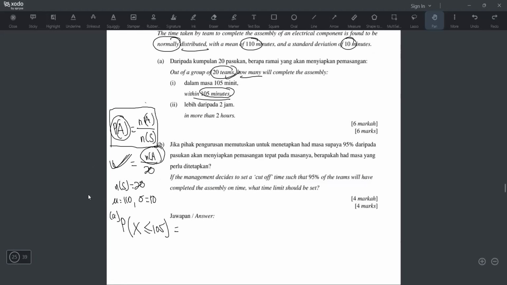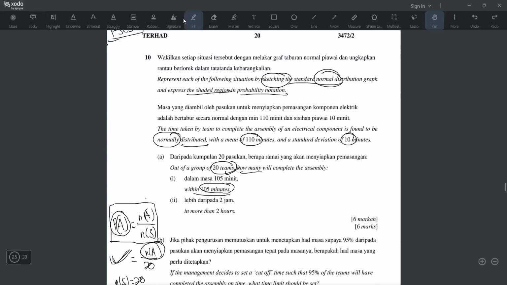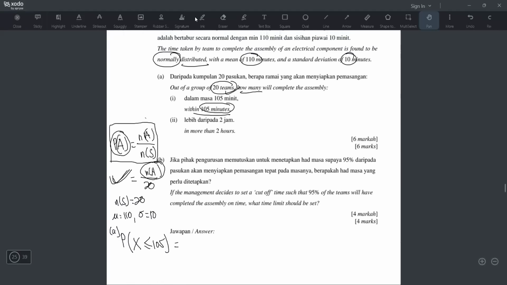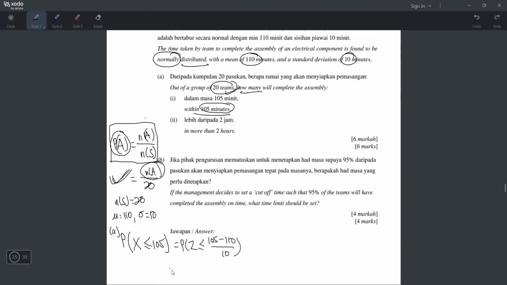Okay. Now it's time to change to Z value, and don't forget they actually ask us to sketch the standard normal distribution graph. So later after I change to Z value, I need to sketch. Okay, let's change to Z first. So it becomes P(Z smaller or equals). Okay, the formula to change to Z is take the X value 105 minus mean 110, divide by standard deviation 10. So you end up with P(Z smaller or equals). Press this, you will get negative 0.5.